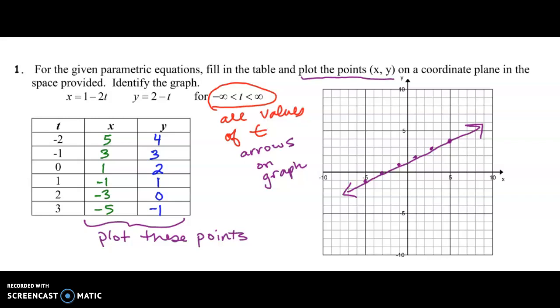And then all we have to do is plot these x, y points. So we're just going to plot (5, 4), (3, 3), (1, 2), (-1, 1), (-3, 0), and (5, -1), and connect, and we get a nice straight line. We would put arrows on our graph because we defined t as being from negative infinity to infinity.